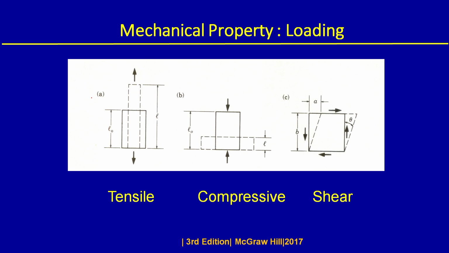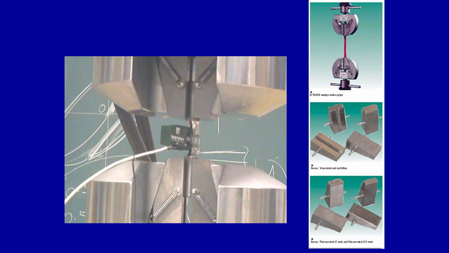But in case of shear, the shape is changed, and the shear strain is dictated by this angle theta, which is causing the change of the shape of the material. Shear is very important in material synthesis by mechanical deformation processes.